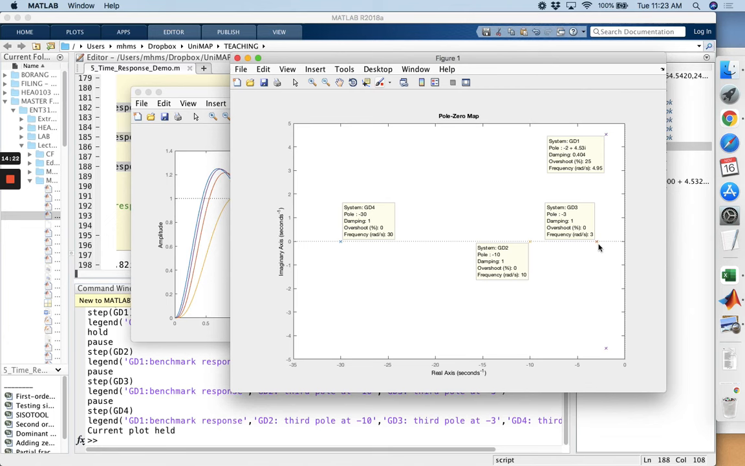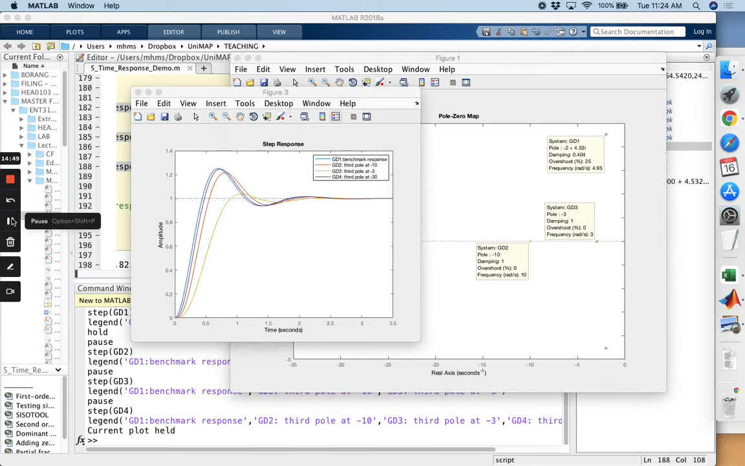So when the ratio is less than 5, we cannot use the second order approximation for this third order system. What does it mean? We cannot use the formulas that we have learned so far, TS, TP, TR, TD of the second order, to find them on this third order system.